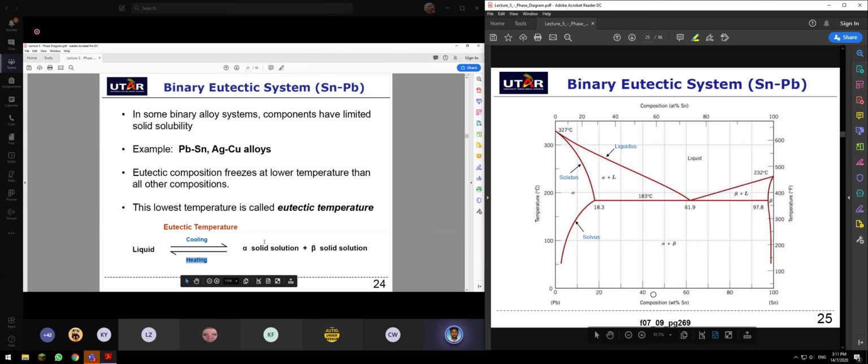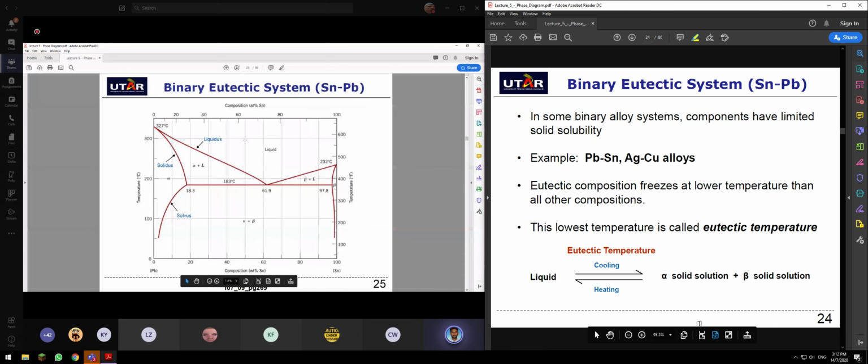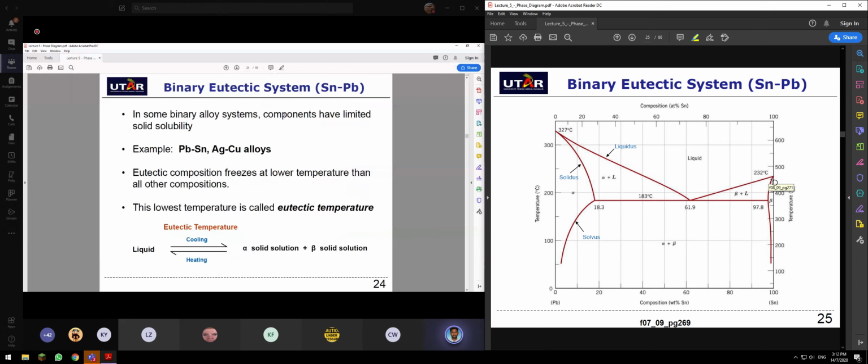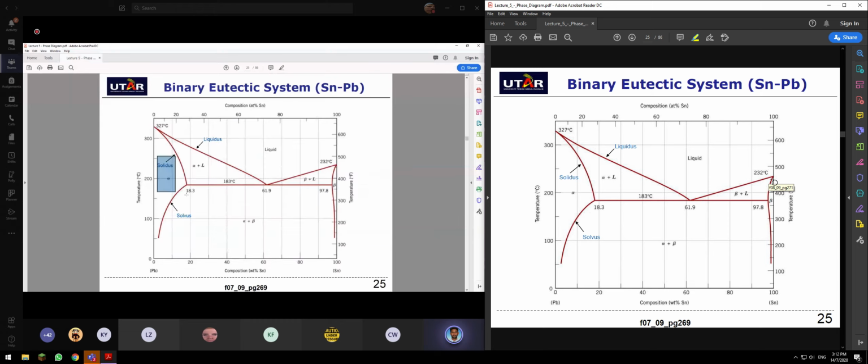From liquid on cooling, you get a solid solution of alpha and a solid solution of beta. From the solid solution of alpha and beta, through heating, you will get liquid, which is over here. In that liquid you have alpha as well as beta. All these are due to the components having limited solid solubility. So you have different phases: solid in alpha phase, solid in beta phase.